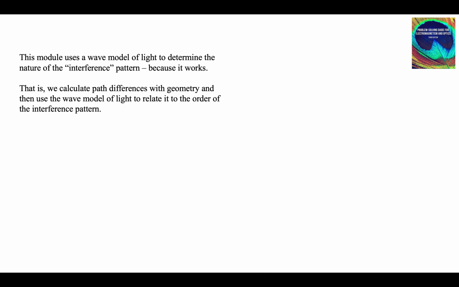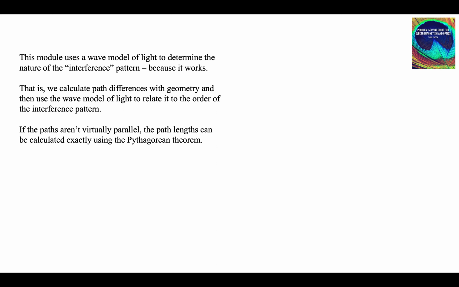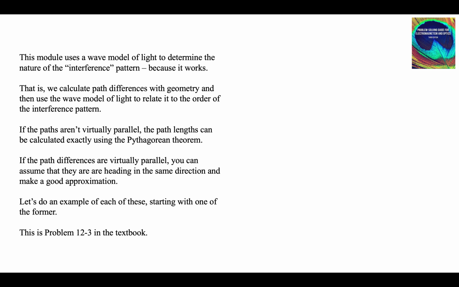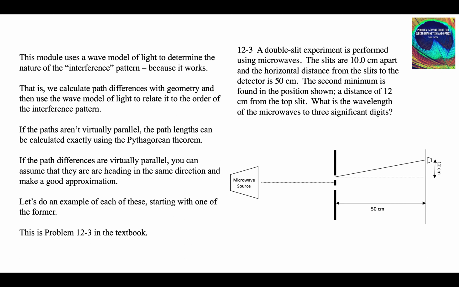So we use geometry to calculate the path difference, and then we use the wave model of light to say that's the second maximum. If the paths aren't virtually parallel, we can calculate the path lengths using the Pythagorean theorem. If they're virtually parallel, you can make some assumptions, and we're going to do that. Let's start with the Pythagorean theorem. This is problem 12-3 in the textbook.